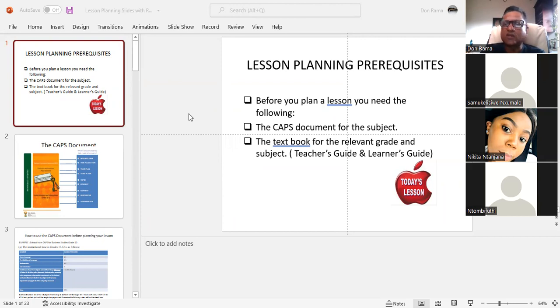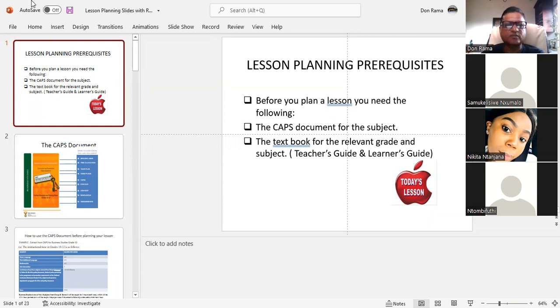So you need to try to get hold of a textbook for your specialization subjects for a particular grade. And I would suggest, if you're doing the senior FET phase, get one for grade 10. Don't go for grade 12 straight away, right? So the CAPS document is an important document, because this is the document that teachers are supposed to be using in schools, from where they get their topics for teaching for the various grades.